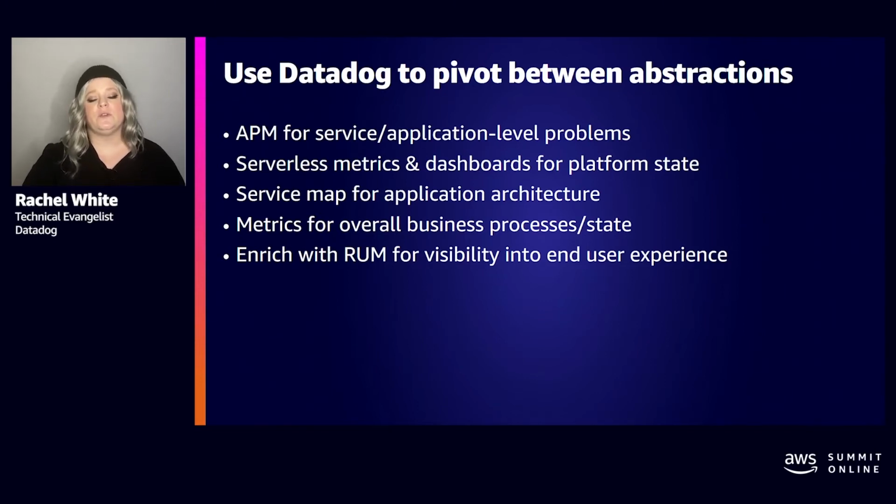Those service level questions you can answer with APM. You're going to use the serverless metrics and dashboards to see the state of your platform. How many requests are we getting? Where are they coming from? Are we taking longer in our Lambda services, and which ones are taking longer? And referring back to the service map for your overall architecture.